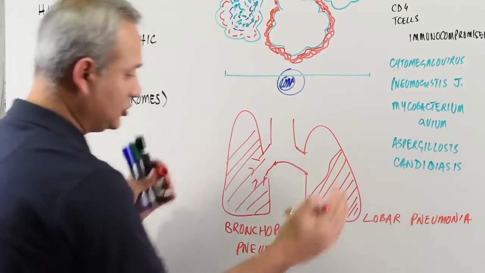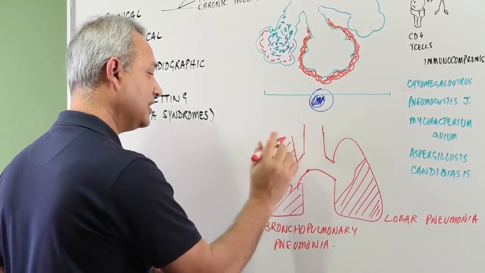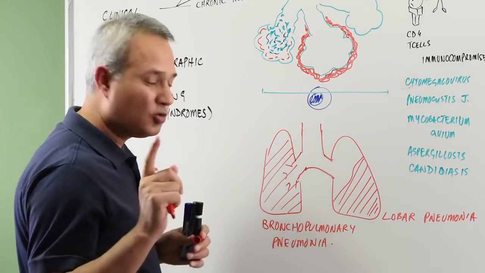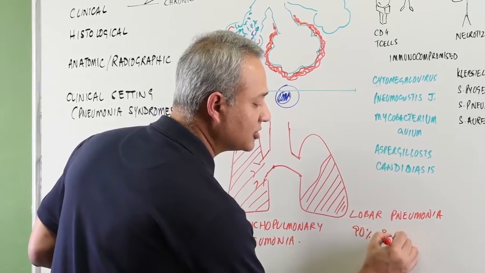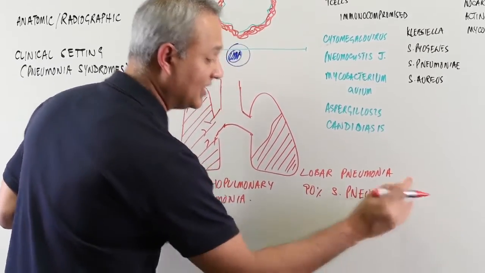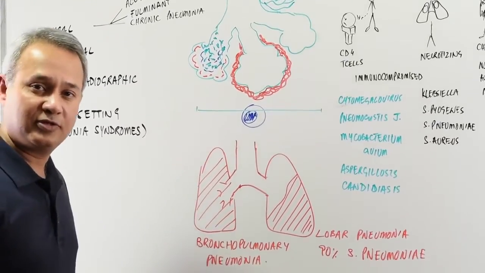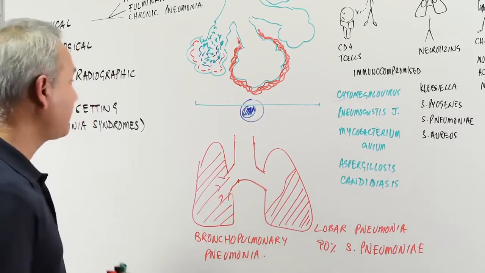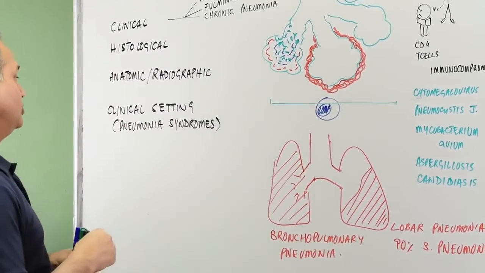Now, does it help? Is this useful? If a patient comes to you and I tell you that this patient has lobar pneumonia versus bronchopulmonary, does that help you as a doctor? The only help this gives you is that in lobar pneumonia, 90% of the cases are by Streptococcus pneumoniae. That's it. Otherwise, nothing much other than being able to look at the radiograph and say, I think this is a lobar pneumonia, or I think it is a bronchopulmonary pneumonia. So not much use other than 90% of lobar pneumonia being Streptococcus pneumoniae.